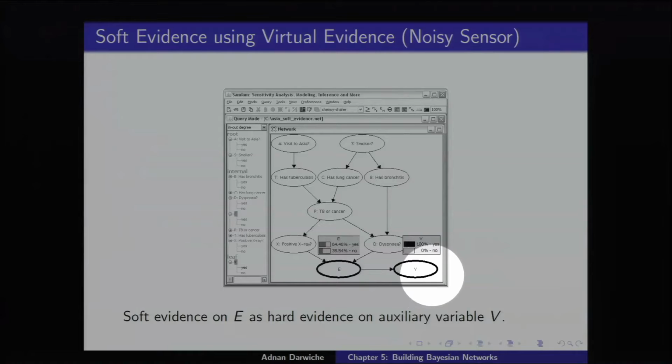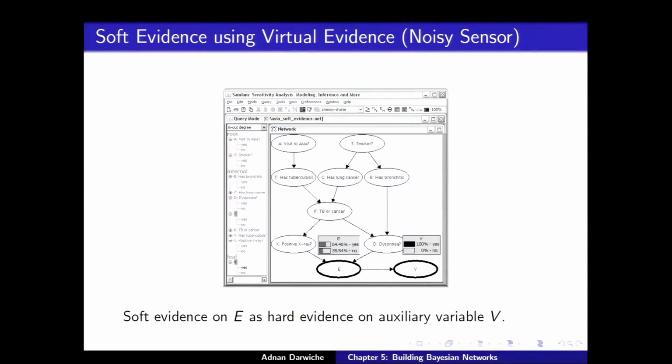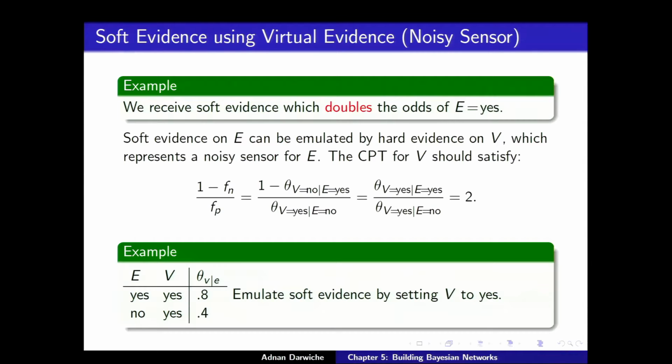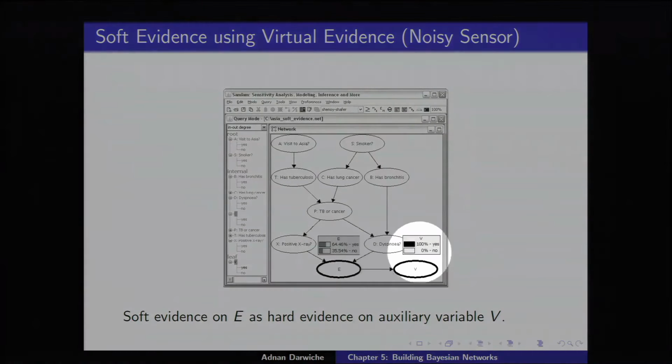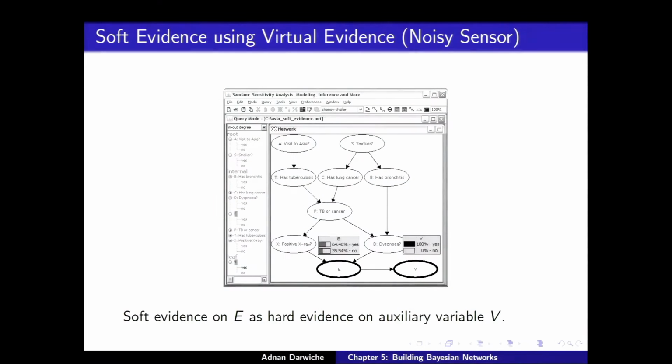And when someone comes and says, I have evidence that doubles the odds of E being yes, I want to emulate that by saying, okay, the sensor V triggered. And the only thing that's left now is choosing the CPT for that particular sensor. And if you know the CPT for this, because 2 values, the CPT for this would have 4 parameters, right? But only 2 independent. And these 2 are the false positive and negative rates.